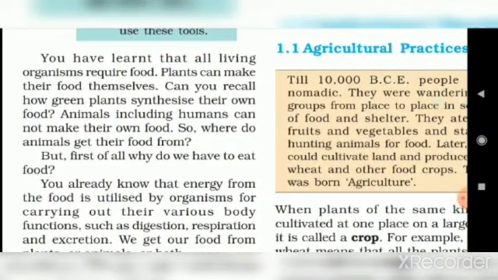Animals, including humans, cannot make their own food. So where do animals get their food from? So we all know that animals and humans cannot make their food by themselves. We get our food from plants.